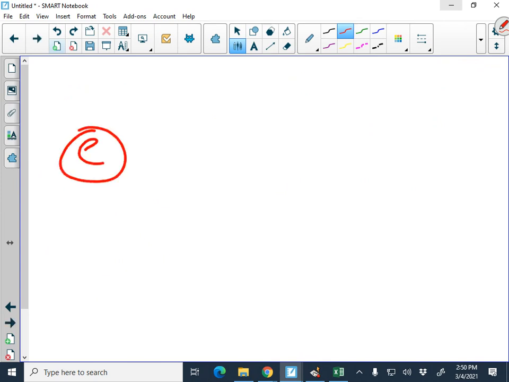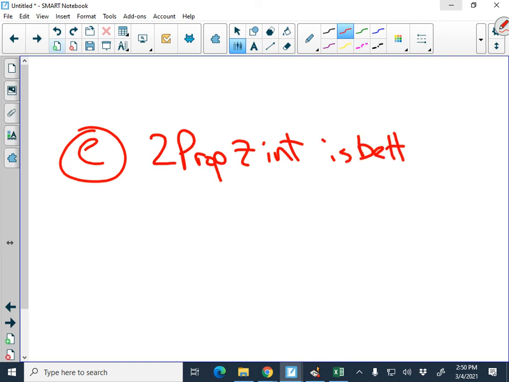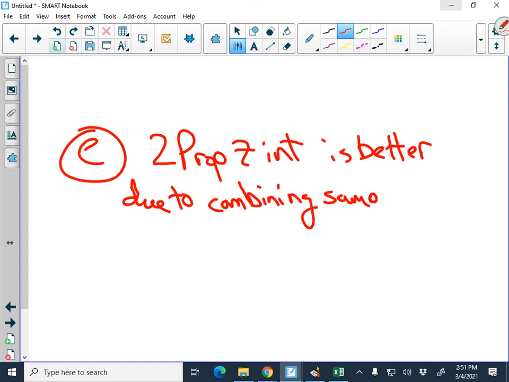In part E, should you use the two separate one proportion intervals or the one combined? And the answer is you use the two prop Z interval is better. We say it's more robust is what the word usually is, but it's better due to combining samples. Really, it's like you have an overall bigger sample, and that's more reliable. We sampled 100 here, 100 there. We're going to combine those groups, and that's going to be a better answer.